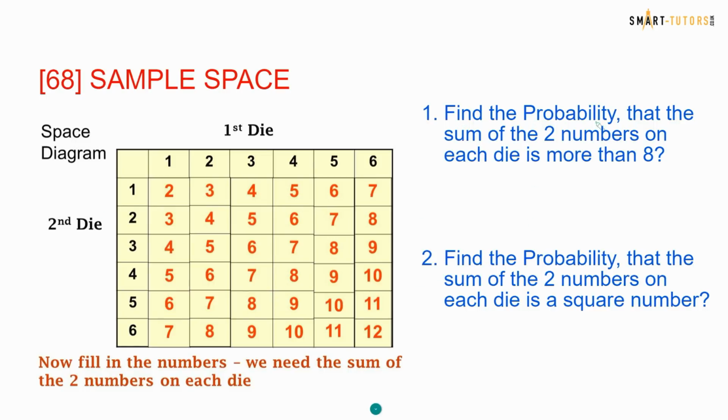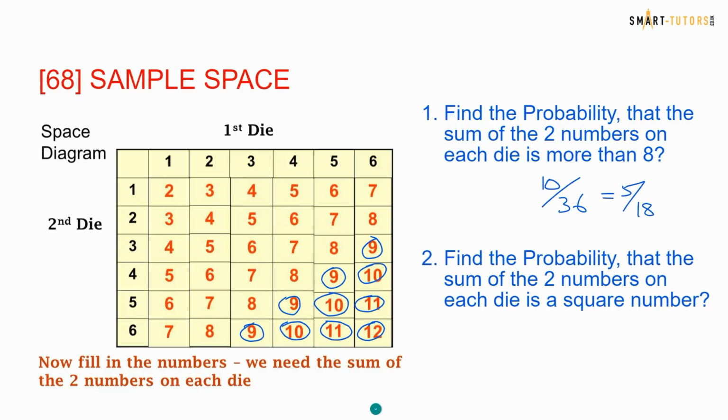First question, find the probability that the sum of the two numbers on each die is more than 8. More than 8 means it could be this one, this one, this one, this one, and 4 plus 3 is 7, 2, 9 plus 1, 10 out of 36. So 5 out of 18.